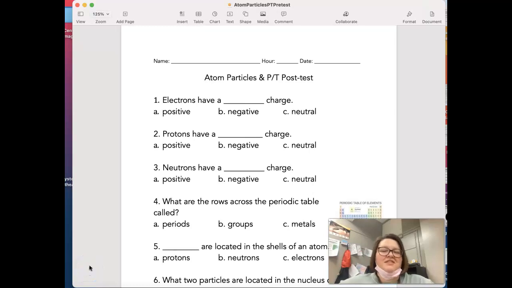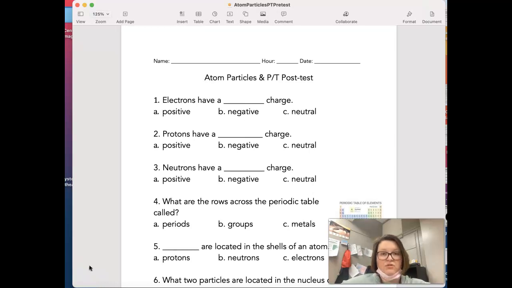Hello, science students. Today you will be taking your post-test on atom particles and the periodic table. So, the plan is this. You will be listening to me read the questions on Edpuzzle. There is a question at the end of Edpuzzle. It is a very simple question, but you need to watch this to the end. This is part of your test grade that you complete the video.